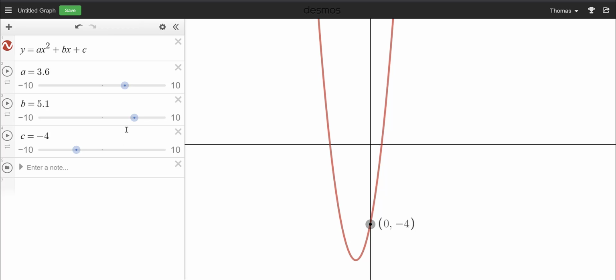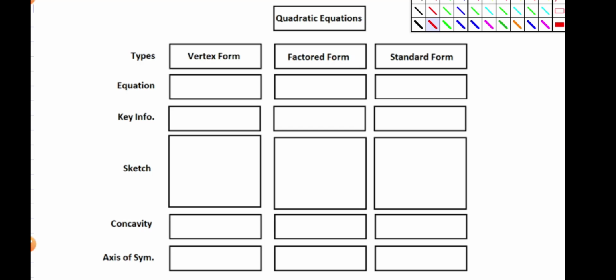So again, I'm going to need you to record this into your notes real quick. Tell us what A does, what B does, and what C does to your graph. Alright, good job. So this little graphic organizer is what we're going to use to summarize our thinking. This is going to be a great place for you to go back and look at your notes, and when you're doing other work, just a quick review of some of the big ideas. So what you should notice here, we have quadratic equations, and we have 3 different types. Then it asks us to fill in an equation, what's the key information, what a sketch looks like, concavity, and axis of symmetry. Alright, so let's go to the first one.